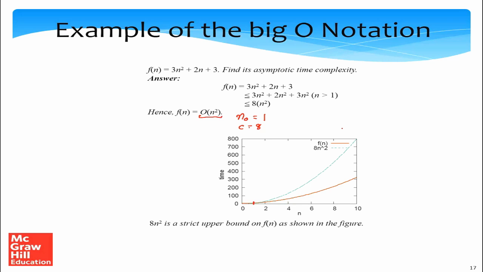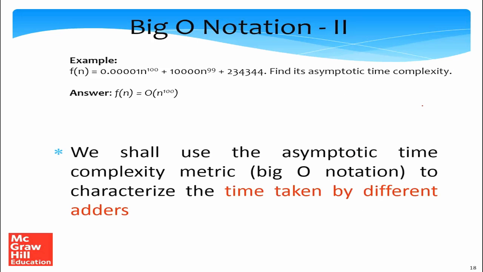So essentially the point is that we can have any kind of function with any number of polynomial terms. We want to find a simple upper bound and ignore multiplicative and additive constants. The order notation pretty much gives us a mathematical tool of achieving that. For example, let's consider this function: 0.0001 n to the power 100 plus 10,000 times n to the power 99 plus a big constant. Let's find its asymptotic time complexity.